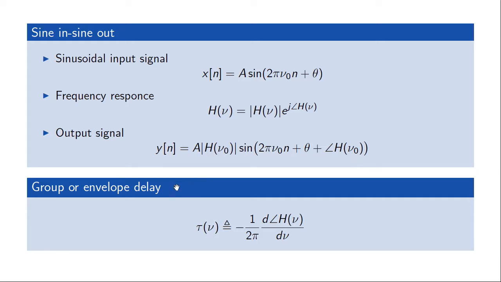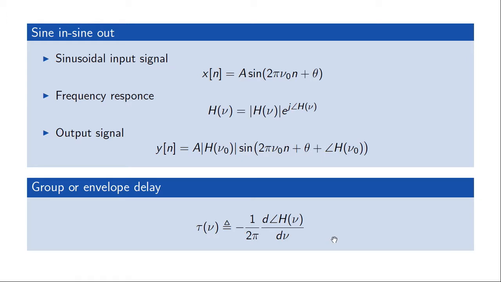So we can now introduce a quantity usually called the group delay or the envelope delay, denoted tau, which is the derivative of the phase of the frequency transfer function with respect to the frequency, and then normalized by 1 over 2 pi and with the minus sign.